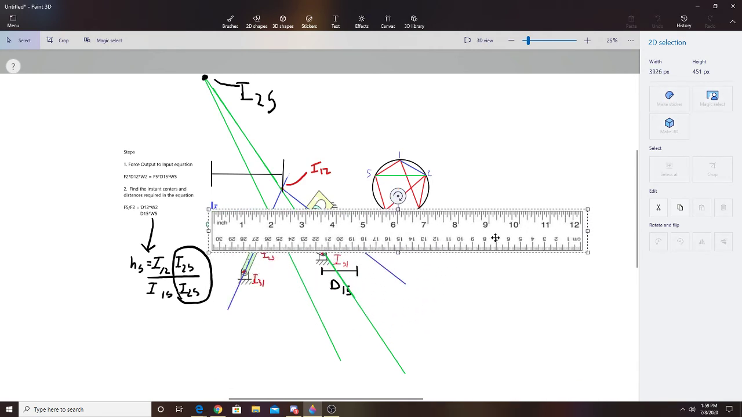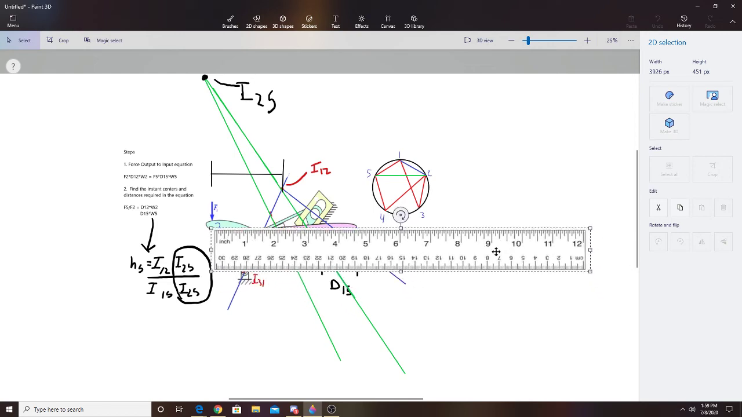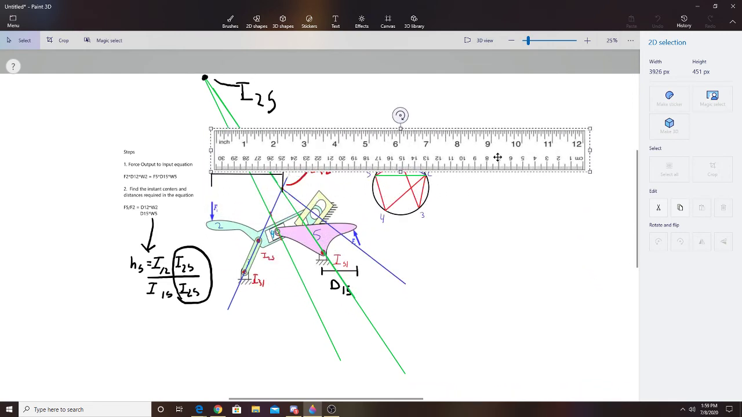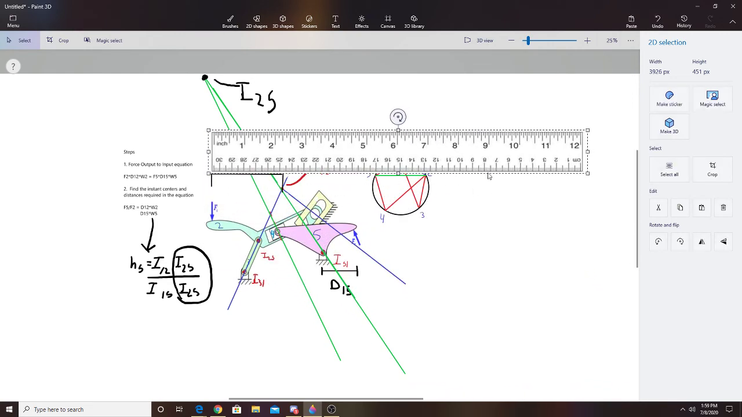So we're going to start off with D12. D12 is from here to there. So D12 from here to here. We're just taking rough measurements in inches, right? So what does that say to us? That looks like, what, 2 1/4 inches? Something like that? Anybody agree?